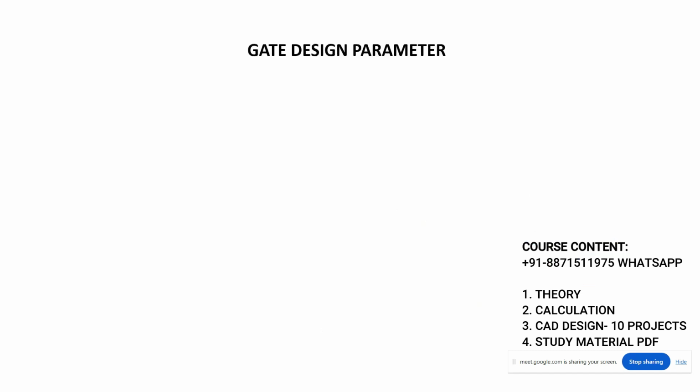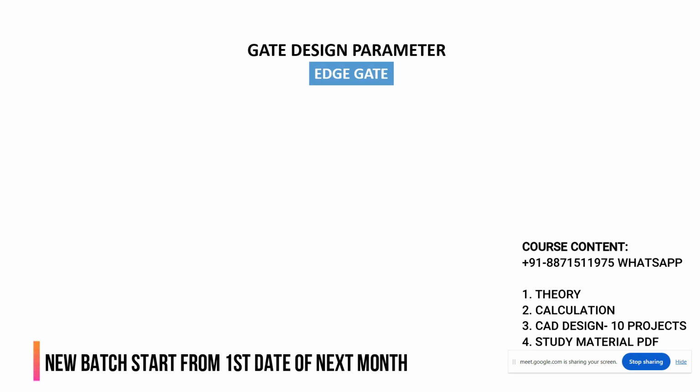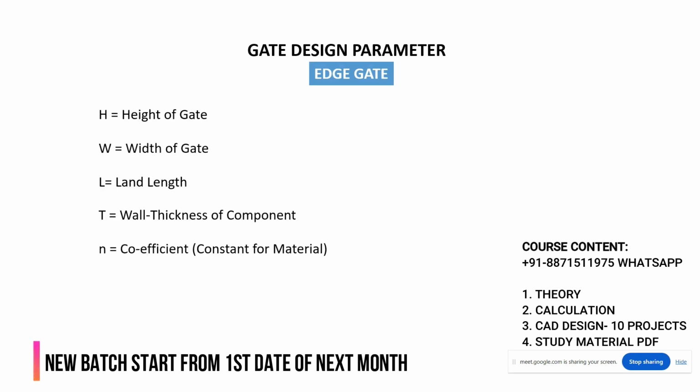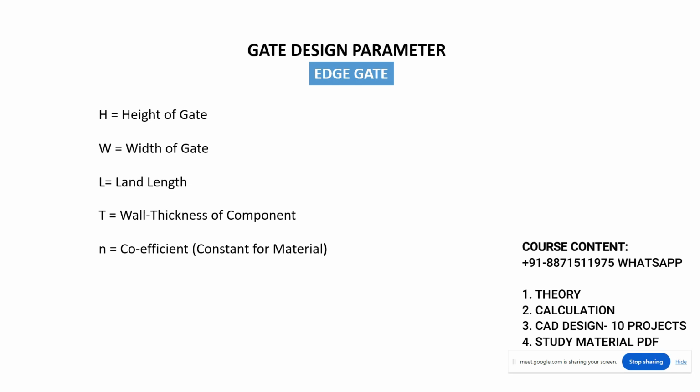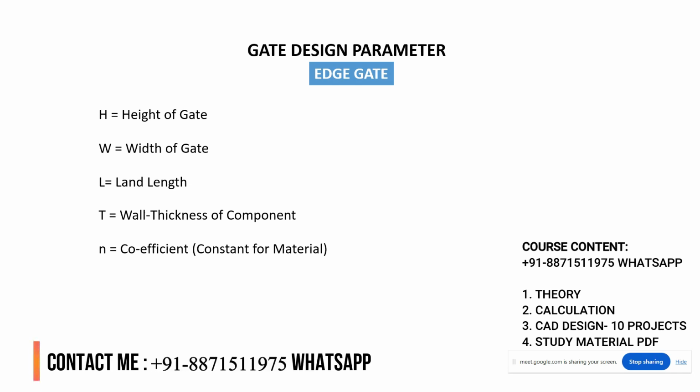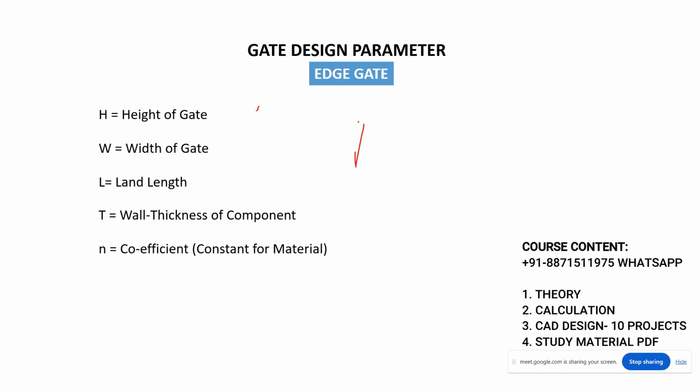Now see here, gate design parameters. For the gate design parameters, I am just taking the example of the edge gate. For the edge gate, you can see that h is nothing but the height of the gate, and W is nothing but the width of the gate. What is the meaning of that? For example, if you have a component like this, see here, and here I am talking about the edge gate. What is the meaning of edge? Edge means this is the position of the gate, right? So here you can see that this is the gate. Okay. So this is nothing but the height.